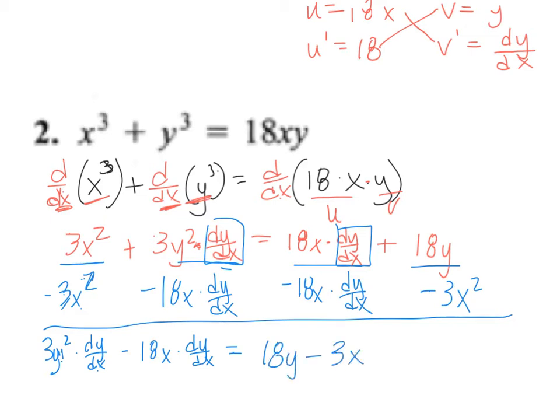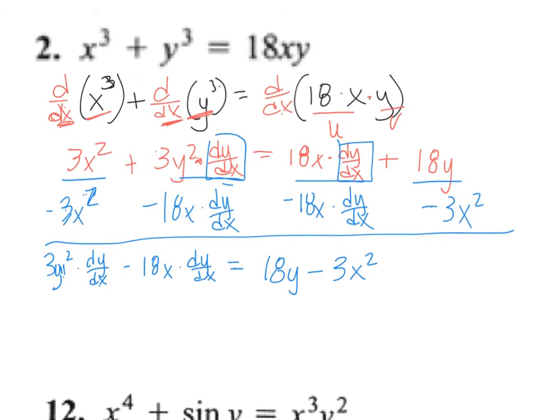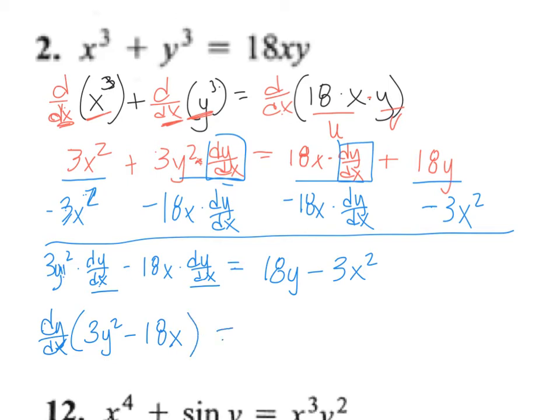minus 3x squared. Now, the trick on these problems is that you want to factor out a dy dx here. You have a dy dx in each of those terms, and you can factor it out because you're multiplying. So I'm going to factor that out, and I'm left with 3y squared minus 18x, and I'm going to set that equal to 18y minus 3x squared.